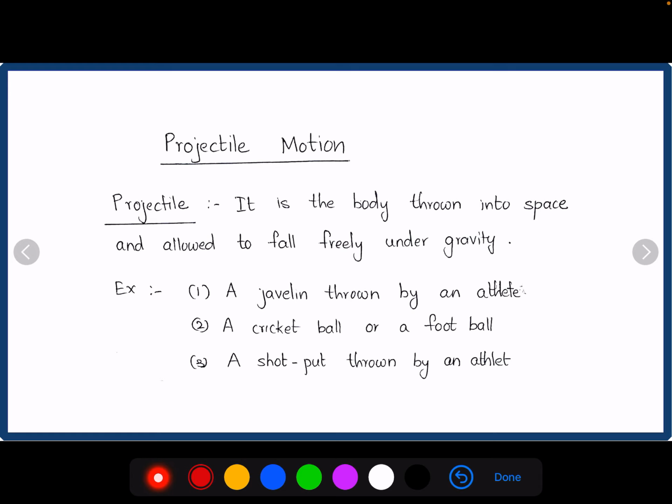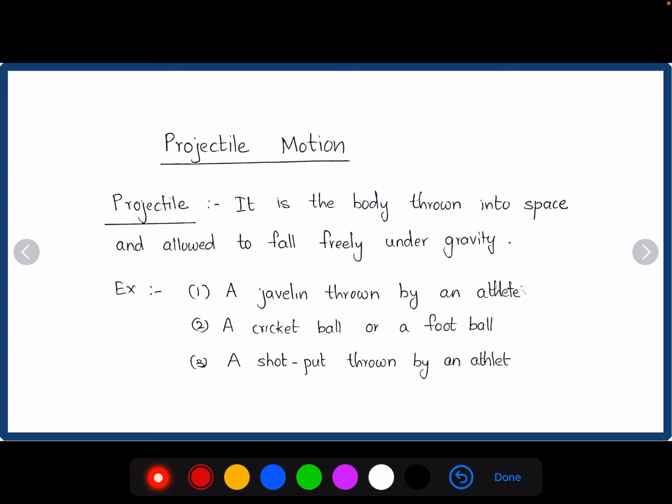A projectile is a body thrown into space and allowed to fall freely under gravity. Anything which is thrown out into space and allowed to fall freely under gravity. Example, a javelin thrown by an athlete. Like Neeraj Chopra threw a javelin and got a gold medal for India. That is a projectile motion.